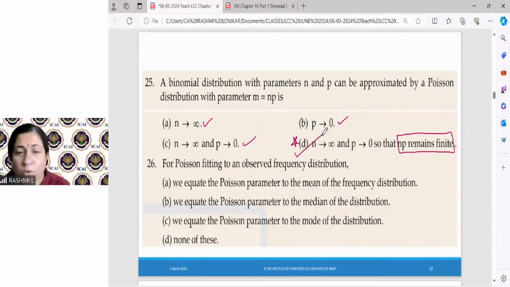For Poisson fitting to an observed frequency distribution, we equate the Poisson parameter to the mean of the frequency distribution. We do not equate the Poisson parameter to the median of the distribution, or to the mode of the distribution. So, we equate the Poisson parameter to the mean. Okay. So, A is the correct answer.